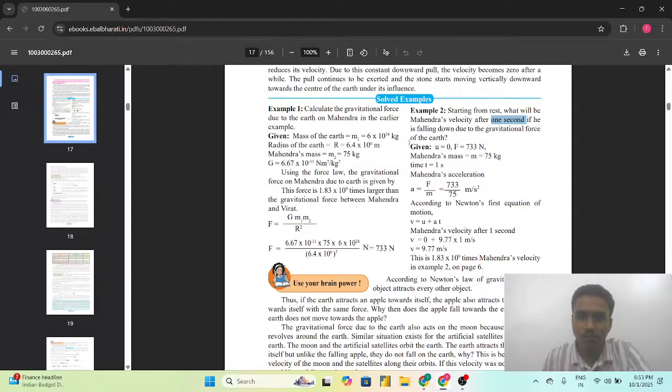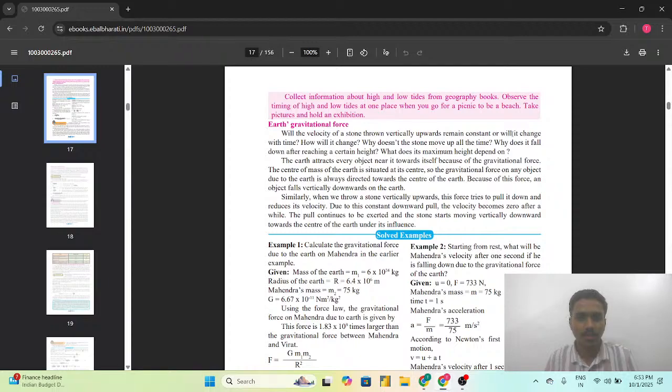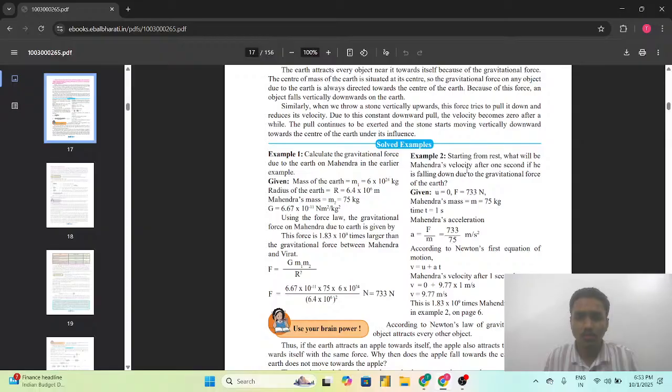If he is falling down due to the gravitational force of the Earth, that means he is falling. As we saw above, when we throw an object, a stone, upward, it is attracted towards the center of the Earth due to the gravitational force exerted by the Earth on that particular object. So we have to find what will be Mahindra's velocity after 1 second if he is falling down due to the gravitational force of the Earth. The force acting is the Earth's gravitational force on Mahindra. So starting from rest, what will be his velocity?